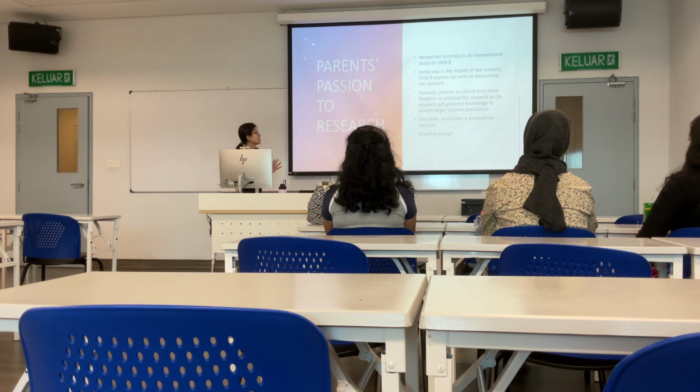The child B doesn't want to continue anymore. She wants to withdraw from the study. So the parents insist that child B should continue because she is already halfway through the experiment, and it can generate a lot of information, benefits, and knowledge for a larger population.